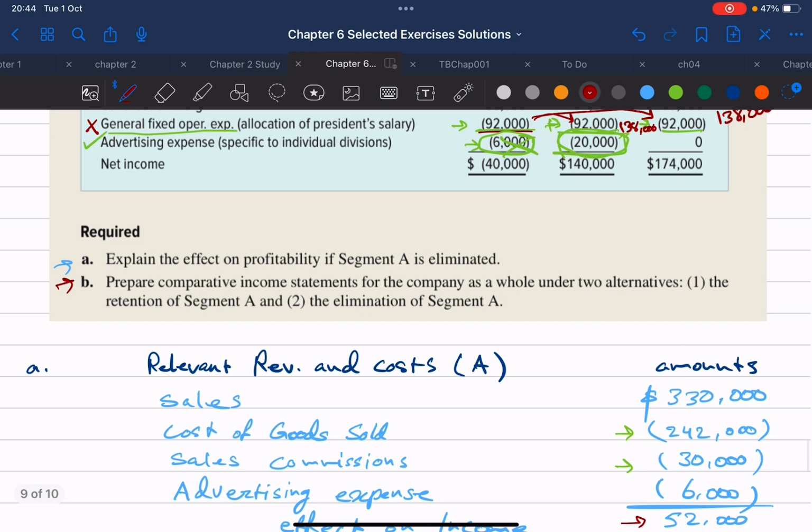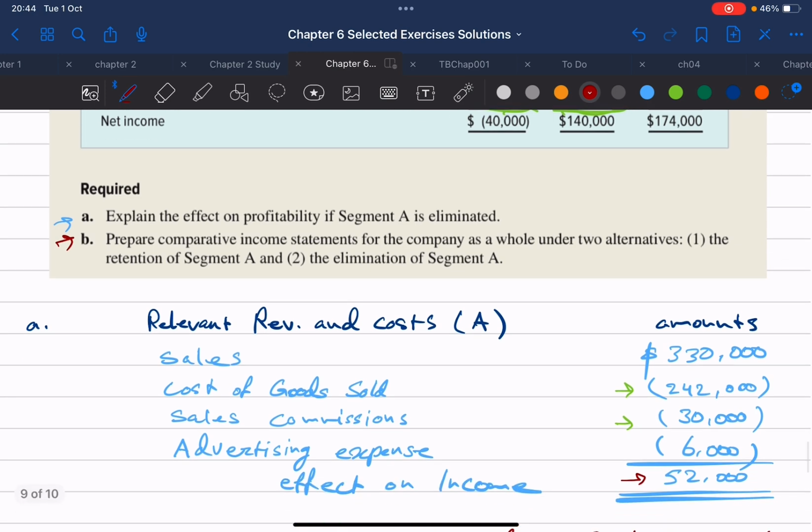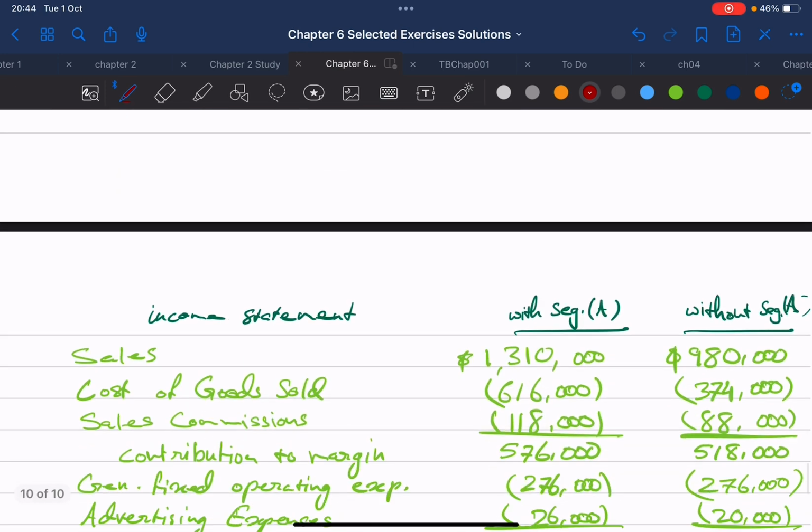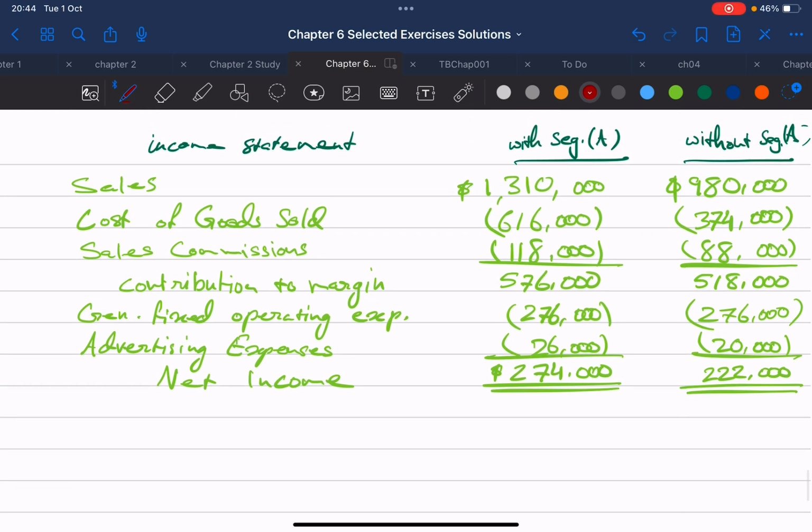Now going back to B, just prepare comparative income statements for the company as a whole under the two alternatives, the retention of segment A and the elimination of segment A. That's it. You don't have to comment any further. It did not really ask you a question here. They just wanted you to recreate the income statement under both scenarios.